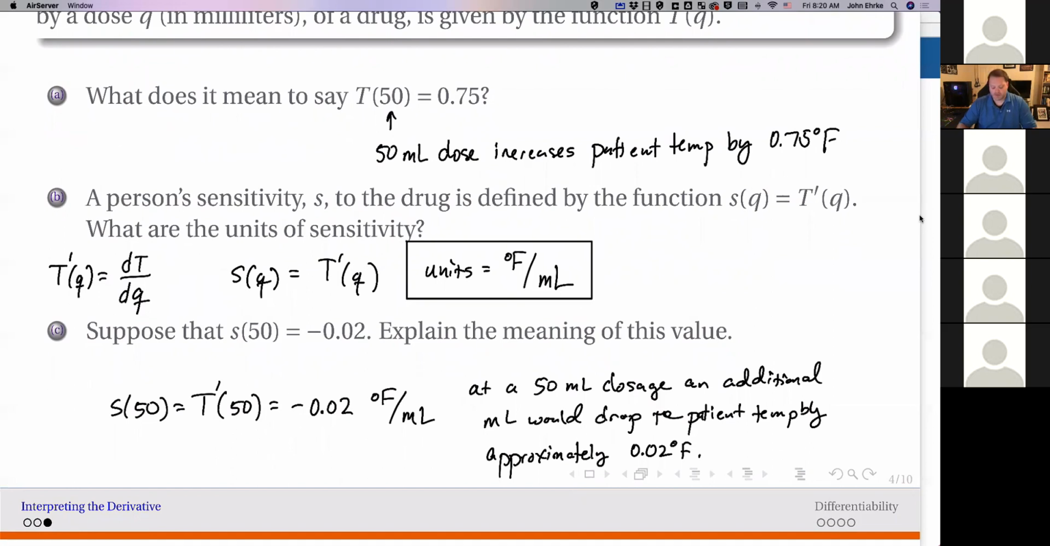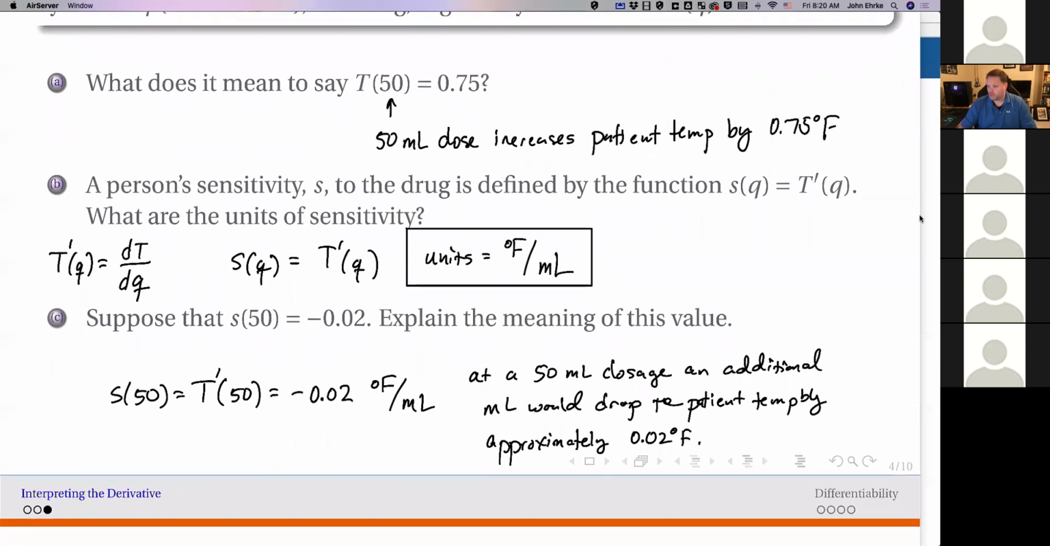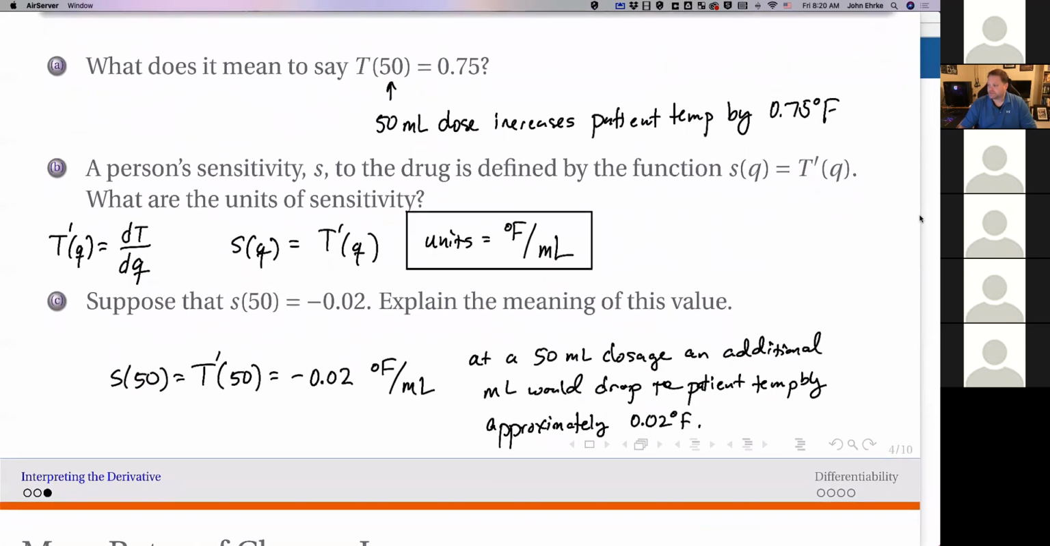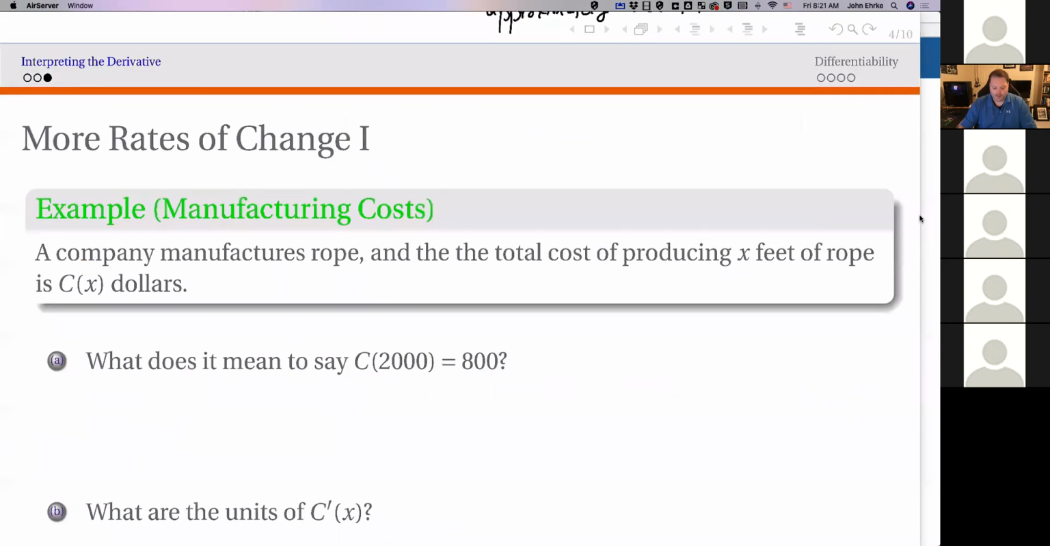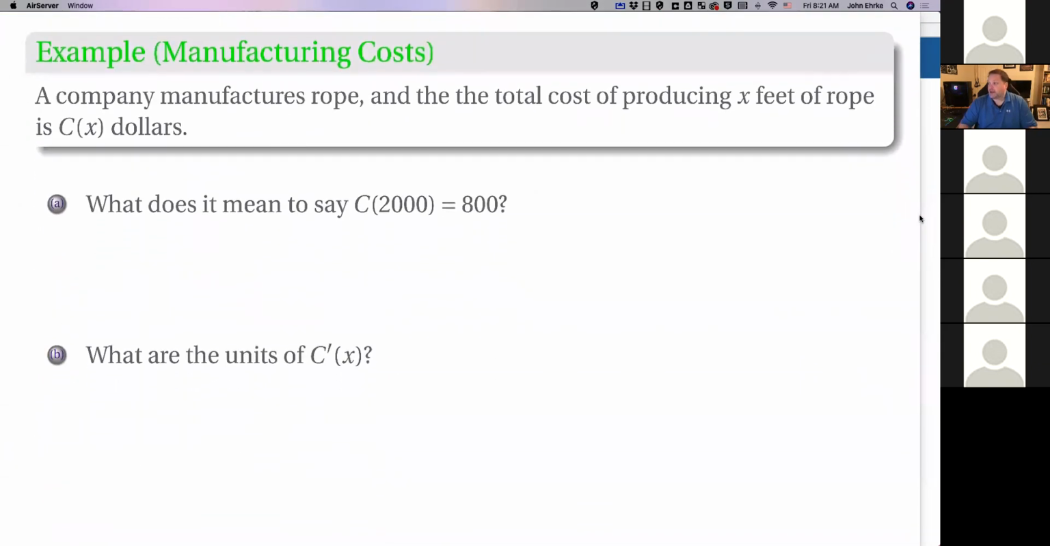All right, we're going to keep doing this. So let's look at one more example. This one, we're going to analyze manufacturing costs. Suppose that we have a company that manufactures rope, and the costs associated with manufacturing rope depends on how many feet of rope are produced. So we've got cost as a function of feet in this case.